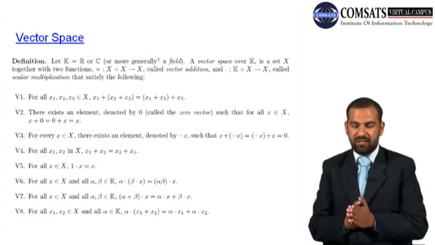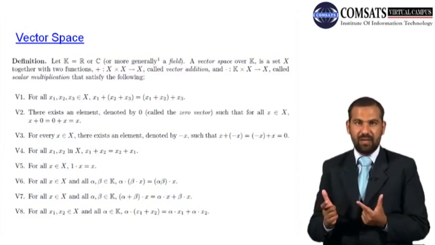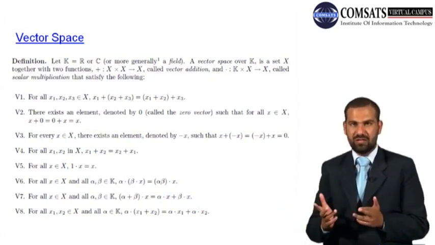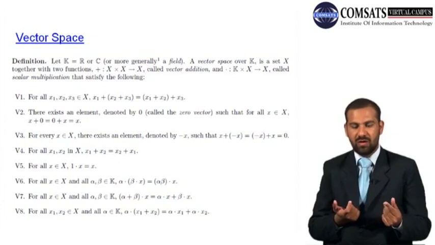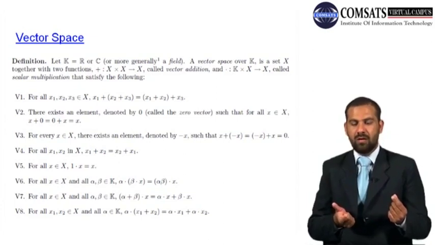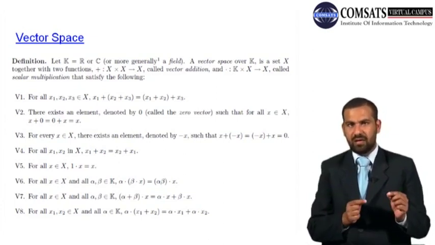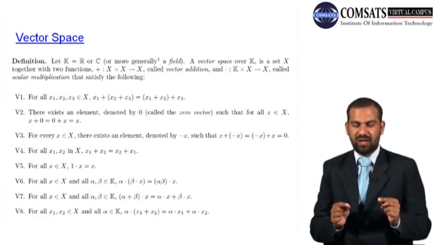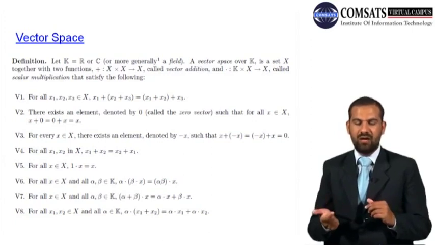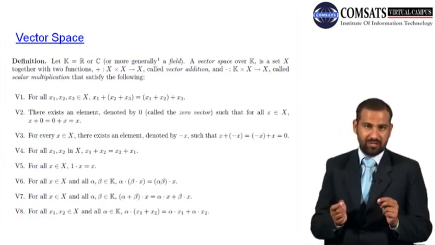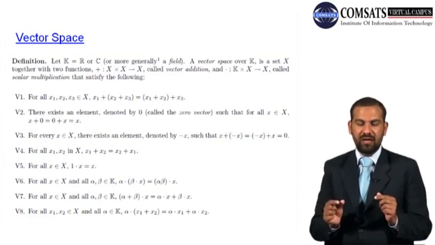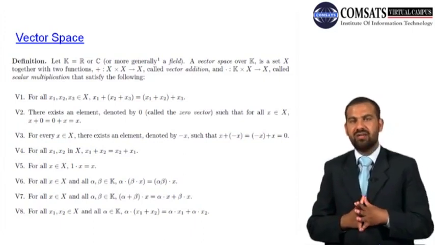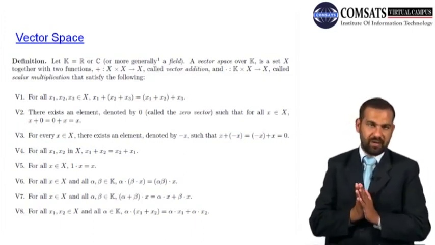Now a vector space over a field K, which may be real or complex numbers, is a set together with two functions. First is the addition function, addition of vectors, that means plus is the mapping from X cross X to X, called vector addition, and dot is scalar multiplication, the mapping from K cross X to X, called scalar multiplication, that satisfies the following 8 properties.